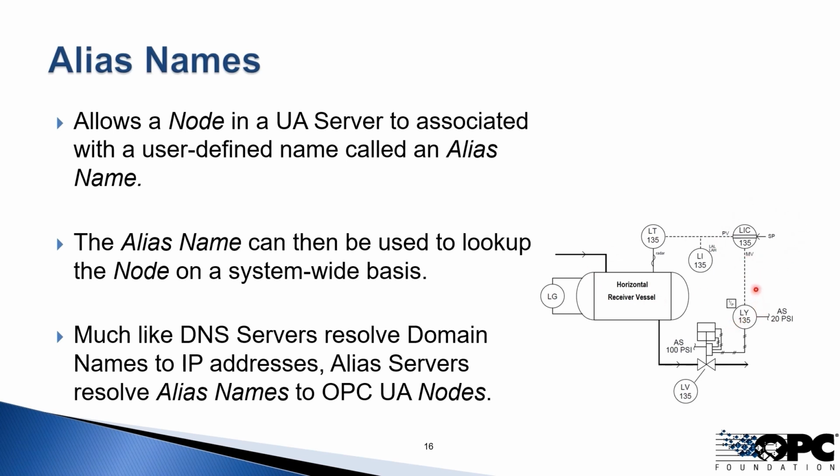And so it would be common that the tag name or the alias name for the tag is given the name LIC 135. But of course, it corresponds to some node with some node ID in an OPC UA server that otherwise wouldn't be able to be identified as LIC 135.